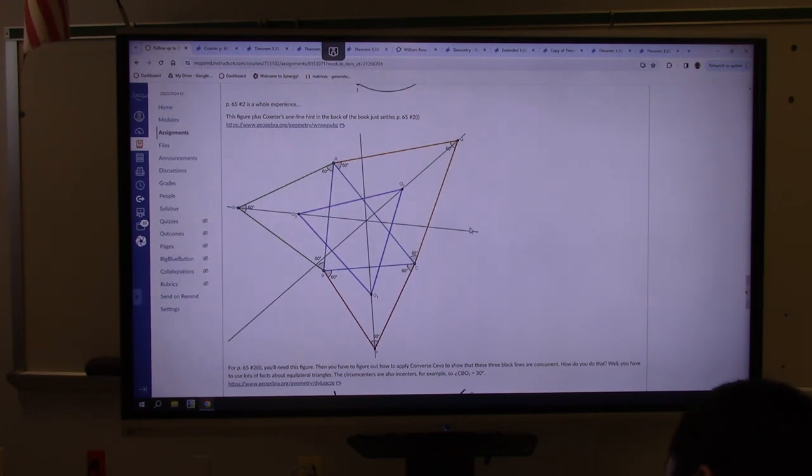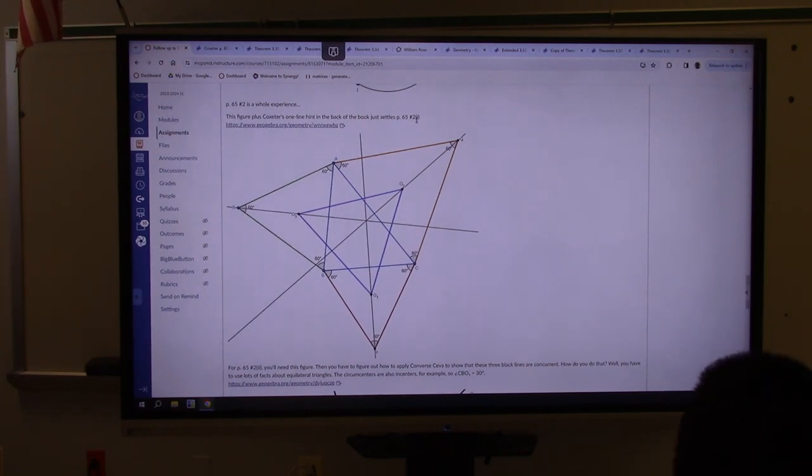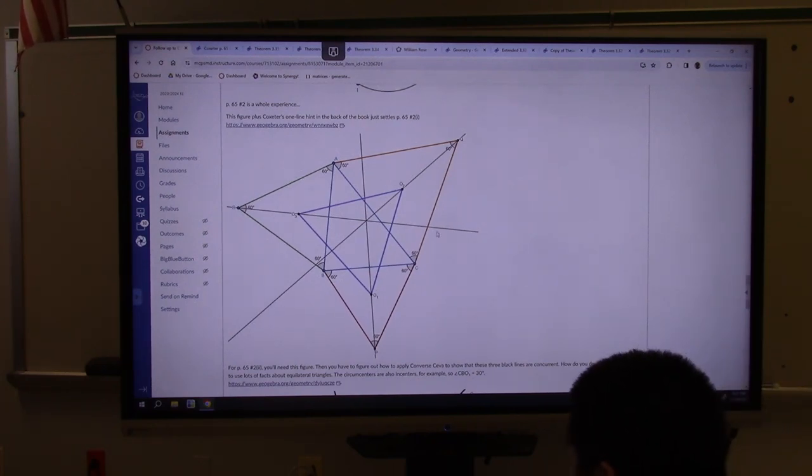So, page 65, number two, part one, use this diagram. And I think this ends up being not so hard.